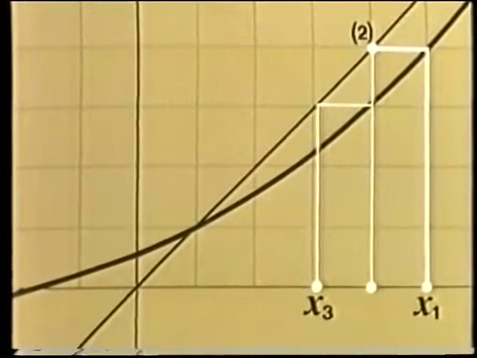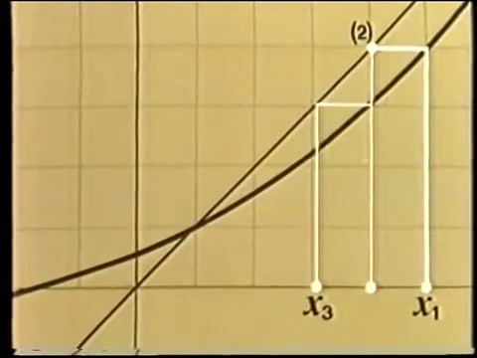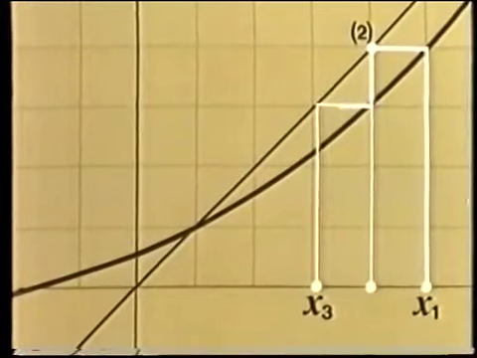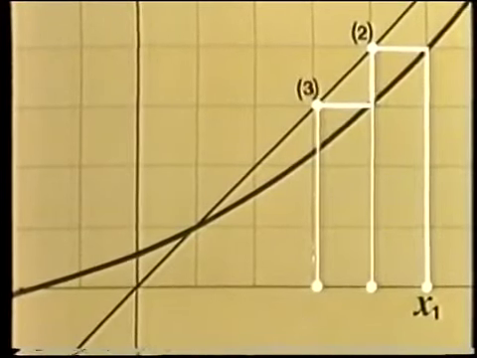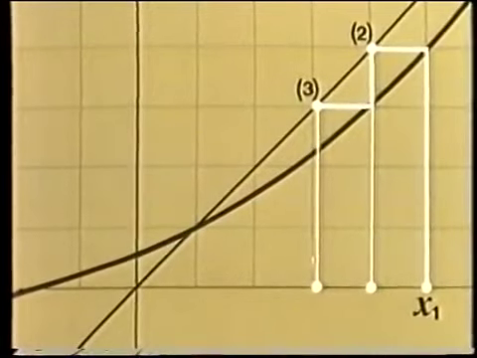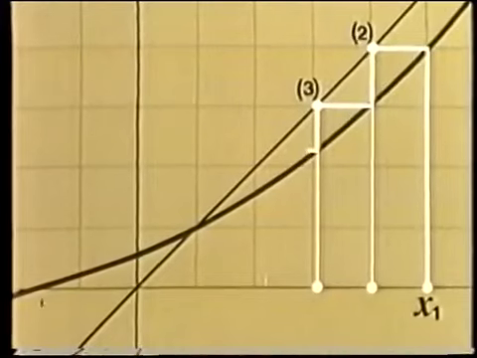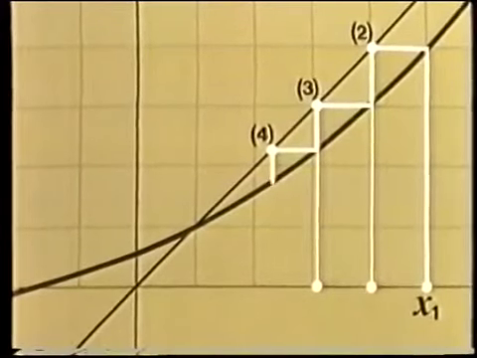For x3, we can go from the diagonal point down to the graph, and along. And once again, we can record x3 by the point on the diagonal. And we just repeat the procedure for x4. And the same for x5, x6, and so on.